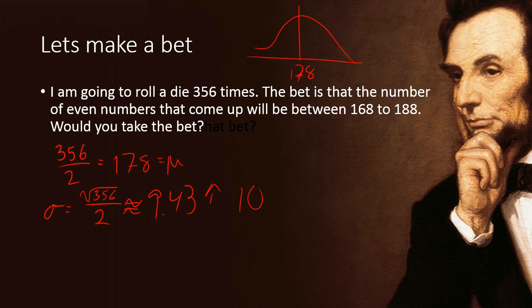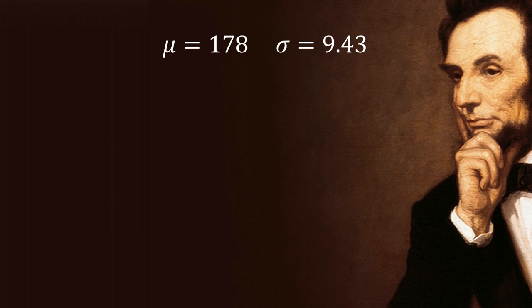Now if we look on both sides of this, we're going to take our standard deviation to both sides. So we're going to subtract it from and add it to that mean. We get about 168 and 188. And that's the range that Mr. Lincoln has given us. And we're going to ask, if that's the case, how many times will it fall within that range?